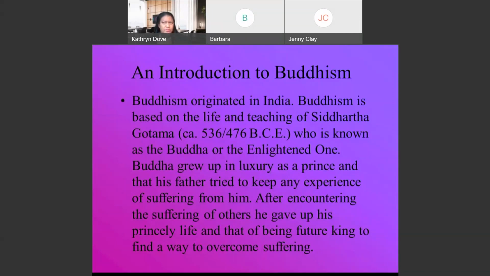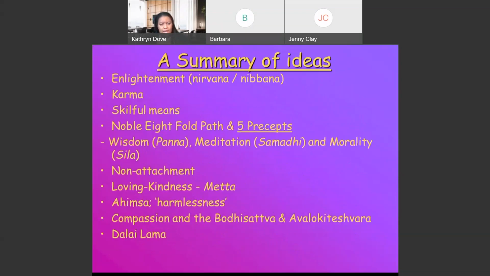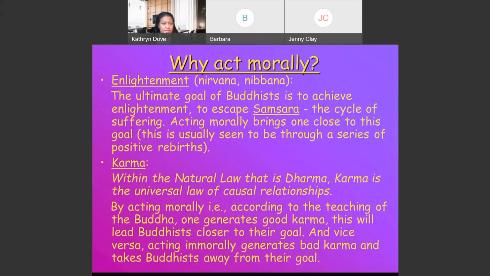And there are some wealthy people who do that. They give up their chance to be royal or to be very rich because they become concerned with overall society and trying to help other people. So the Buddha gave up his future of being king to find a way to overcome suffering. So out of Buddhism, we get a summary of ideas. One of them is enlightenment, nirvana, which is very similar to achieving eudaimonia, karma, and we know what karma is.